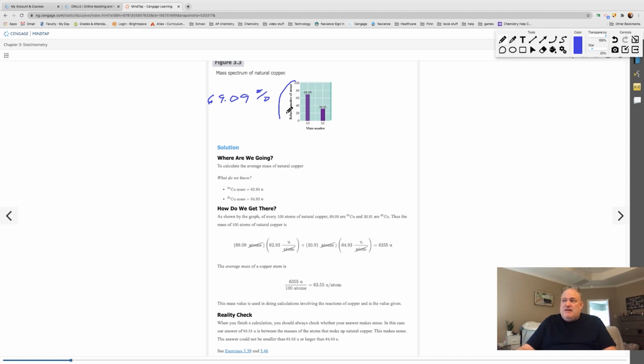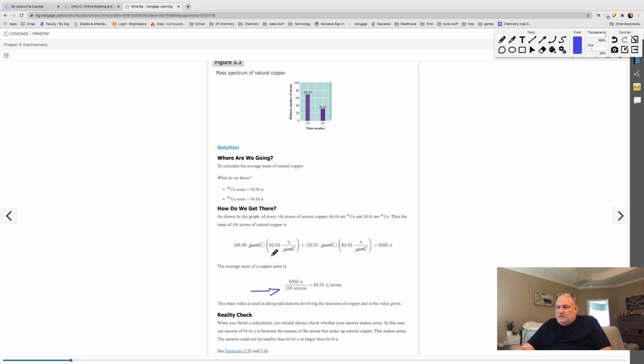If they talk about the number of atoms down below here, you might ask how they get 69.09 atoms. Where do they tell us that? It's because they're showing us that there are 100 atoms, and per 100 atoms, 69.09 of them are copper 63, and 30.91% of them are copper 65. They decided to do atoms, and instead of making it a percentage, at the very end they decided they were going to divide by 100.